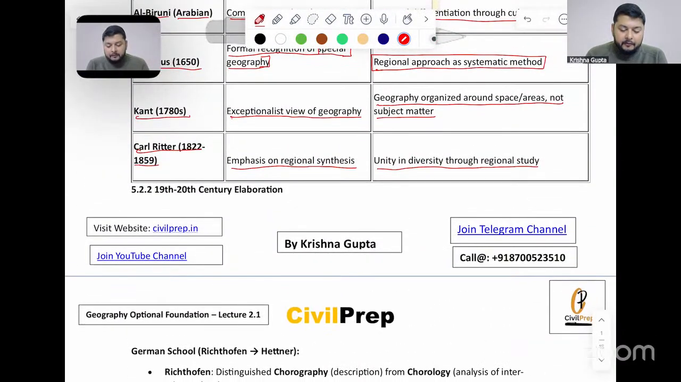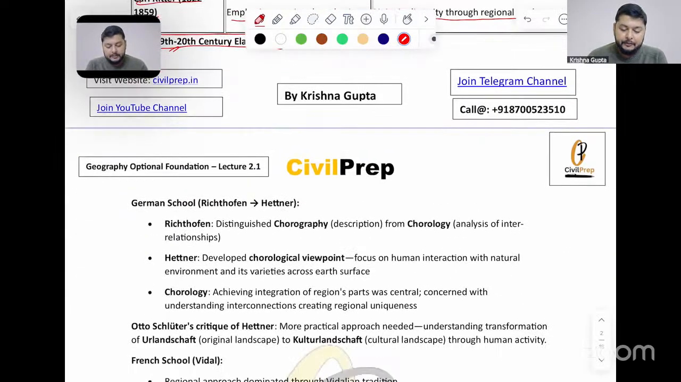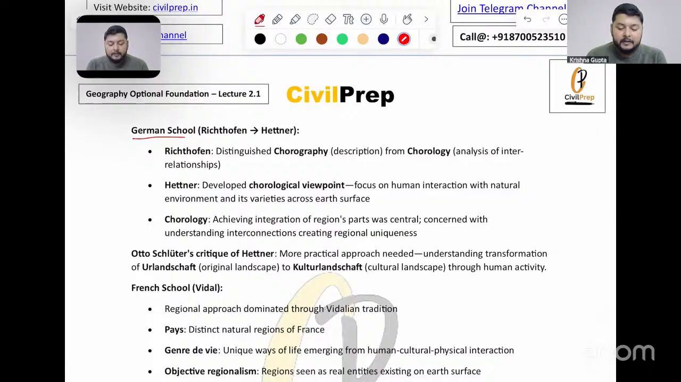Now, the second part, we will see what actually took place in the 19th and 20th century for the areal differentiation. So when we go to the German school, here we have Richthofen to Hettner. Richthofen distinguished chorography, that is description, from chorology. Here we have two terms, chorography and chorology. Chorography is basically description of a particular subject, whereas chorology is the analysis of the interrelationship between the regions. So this is an important part which was done by Richthofen.